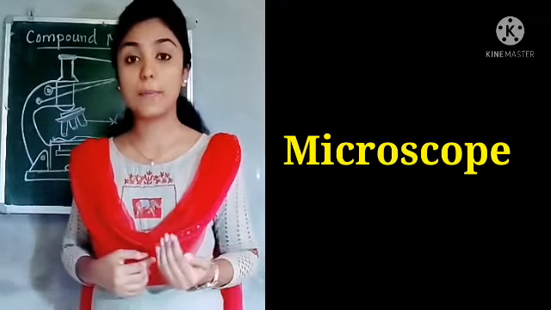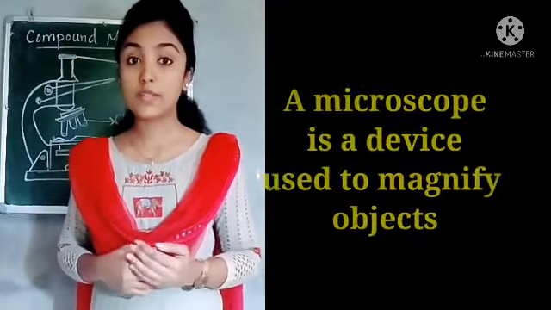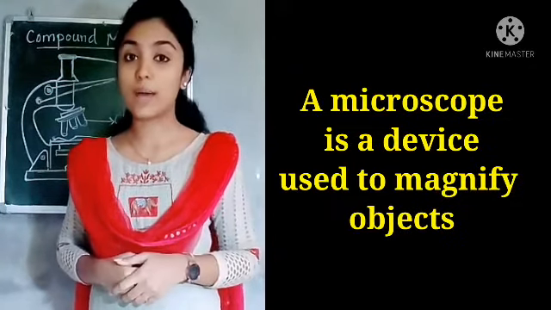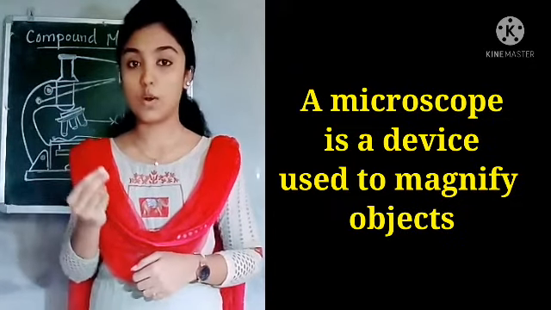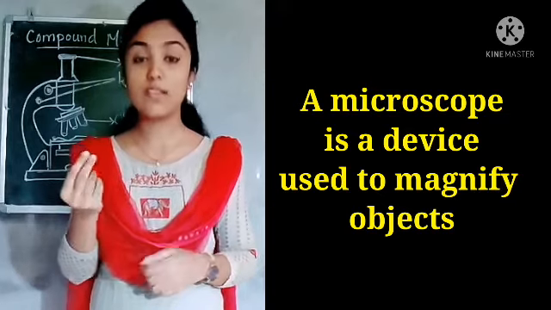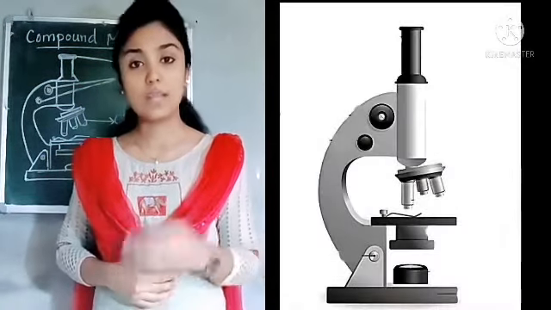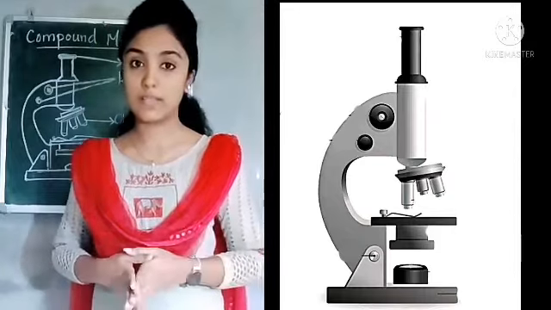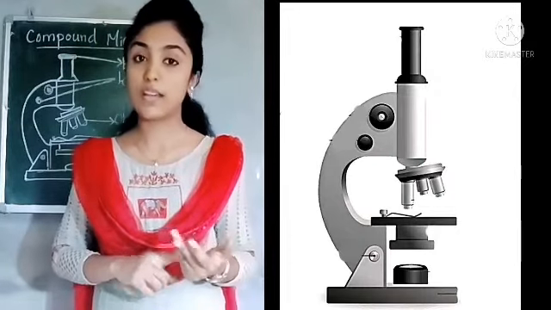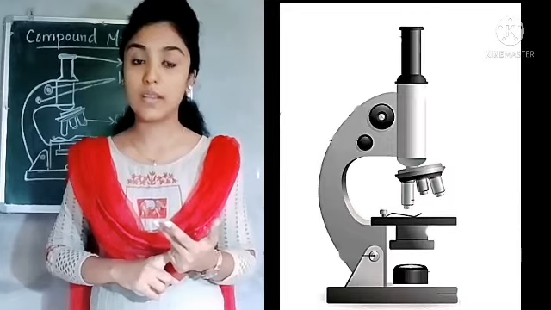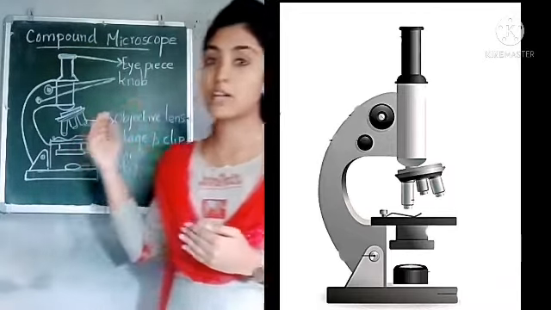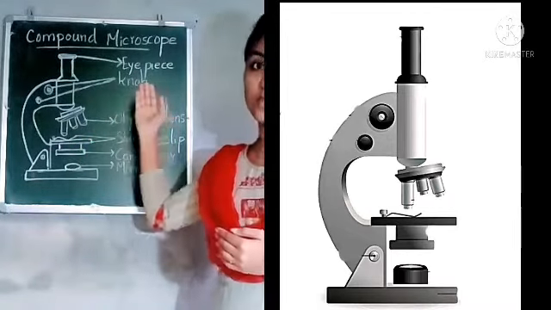So what is a microscope? A microscope is a device used to magnify microscopic objects or minute objects which we cannot observe with our naked eyes. Then microscope is of different types. Simple microscope is there, compound microscope is there. But in this chapter, we are discussing only about compound microscope.